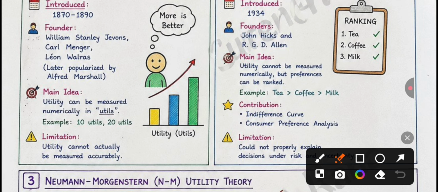For example, buying insurance, investing in stock, playing a lottery, etc. To solve this problem, another theory was developed, which is NM theory.